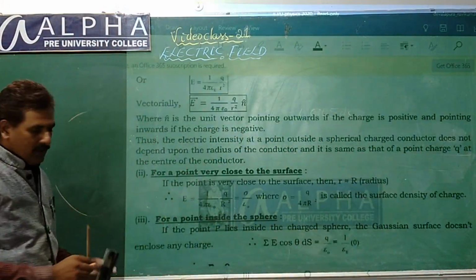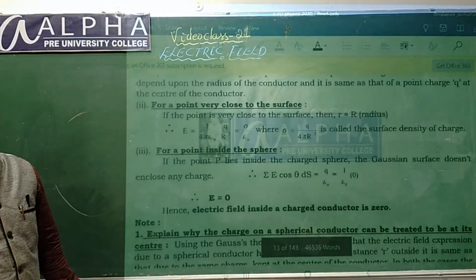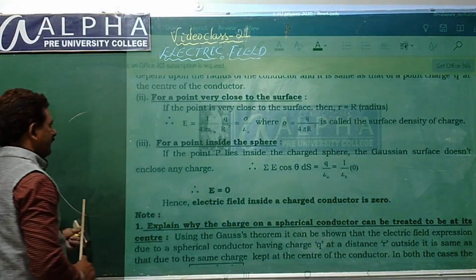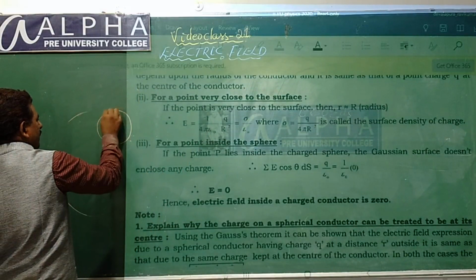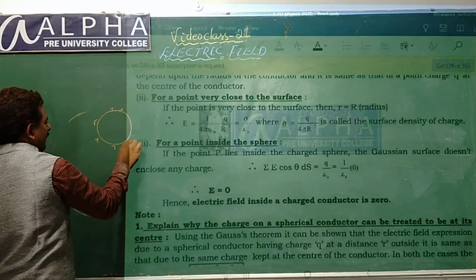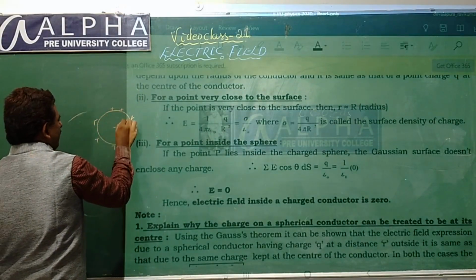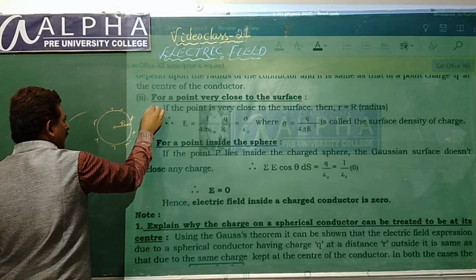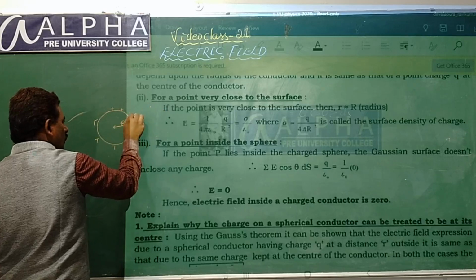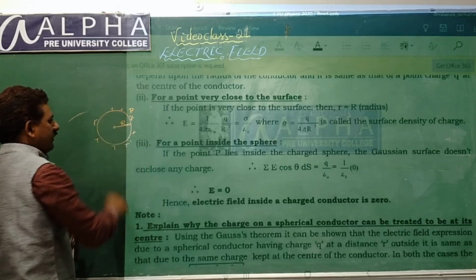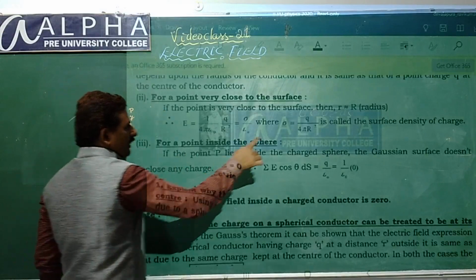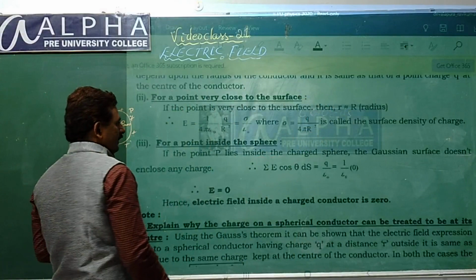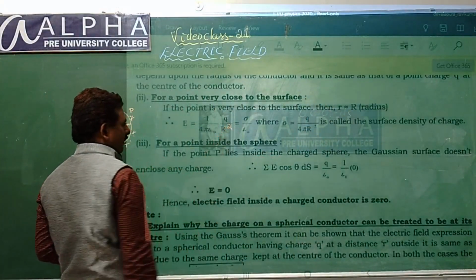Now the second point. If the point P you consider is very close to the surface. See here, students, this is the charged conductor with charge on the surface. The radius of the conductor is capital R. Now you bring the point P from outside very close to the surface. In that case, small r is nearly equal to capital R, so you replace small r square by capital R square.